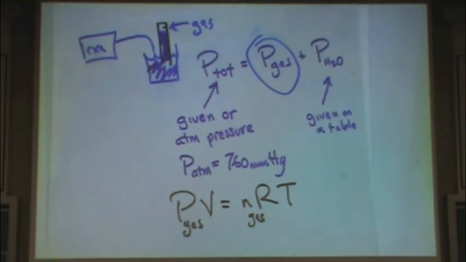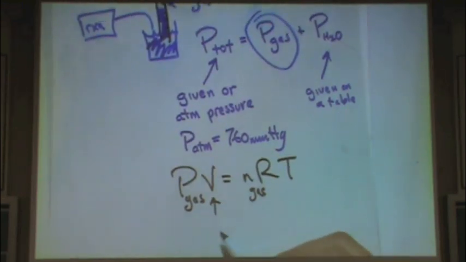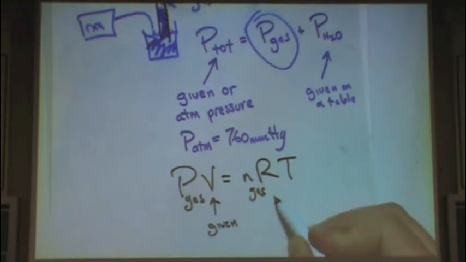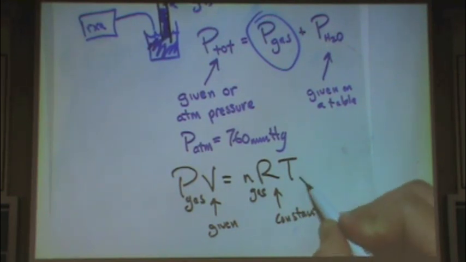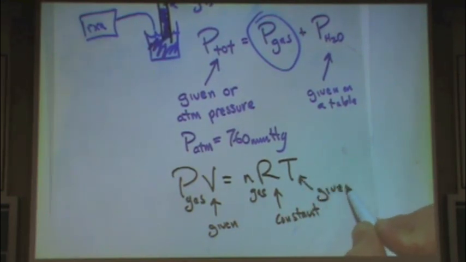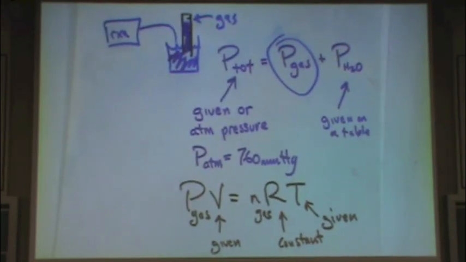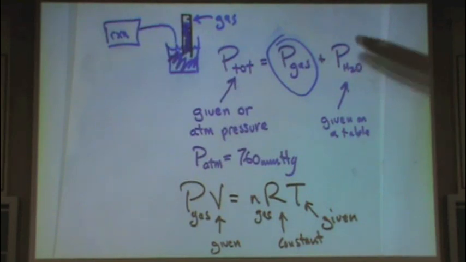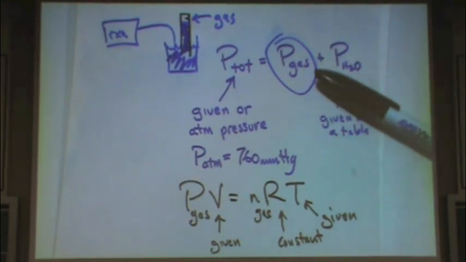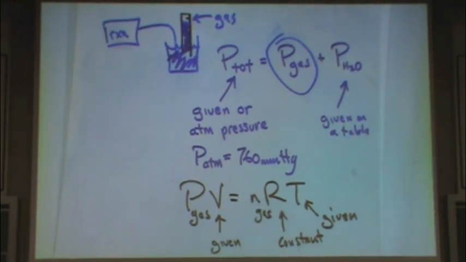Volume, that's given. R is a constant. And T is given. So if whoever asked this, it's typically these two equations. Use the first equation first, the top equation, and find the pressure of the gas. Then use the second equation and solve for what they asked for. Typically, it's going to be the moles of the gas, and everything else is given.